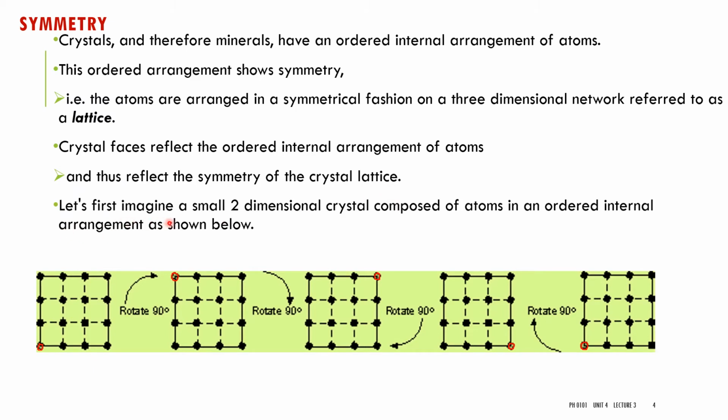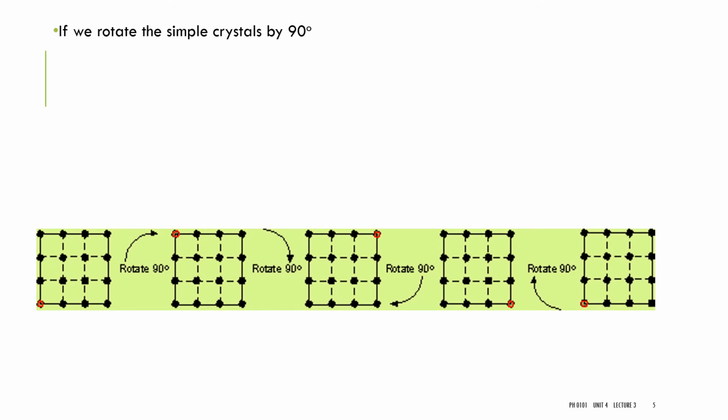Let's first imagine a small two-dimensional crystal, this diagram, composed of atoms in an ordered internal arrangement. All of the atoms in this lattice are the same. For our understanding, this corner atom is being shown in red color so that we can see how the crystal is rotated.